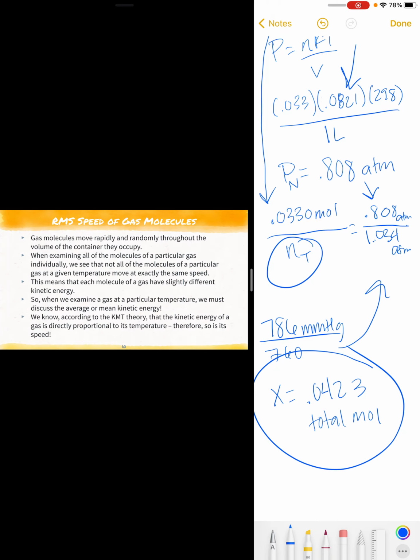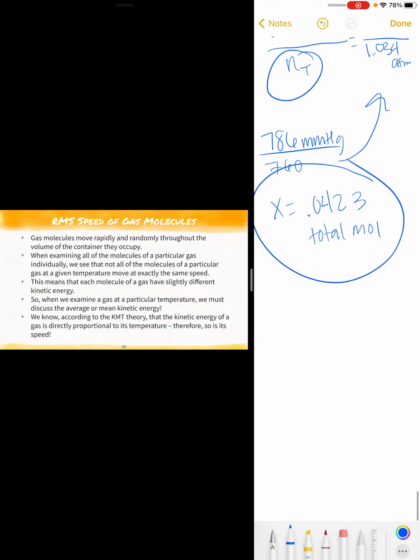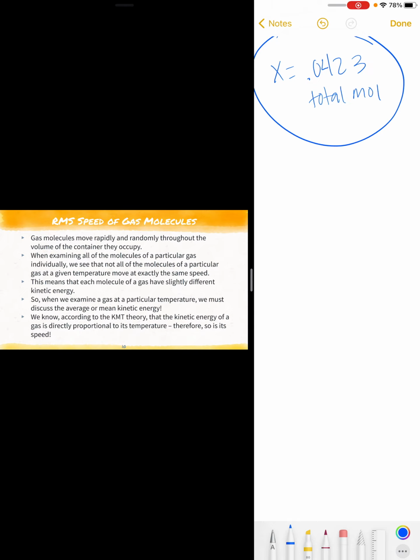Okay, we can also find RMS speed of gas molecules. Gas molecules move rapidly and randomly throughout the volume of the container they occupy. When examining all of the molecules of a particular gas individually, we can see that not all the molecules of a particular gas at a given temperature move exactly at the same speed. This means that each molecule has slightly different kinetic energy. So when we examine a gas at a particular temperature, we have to discuss the average kinetic energy.